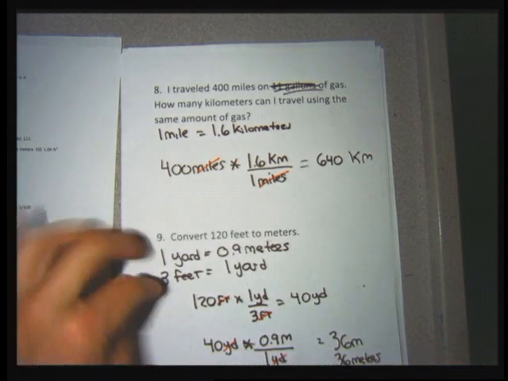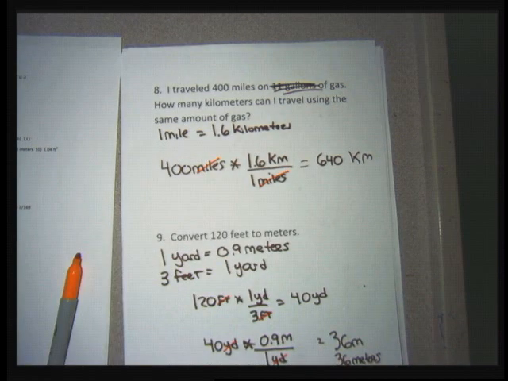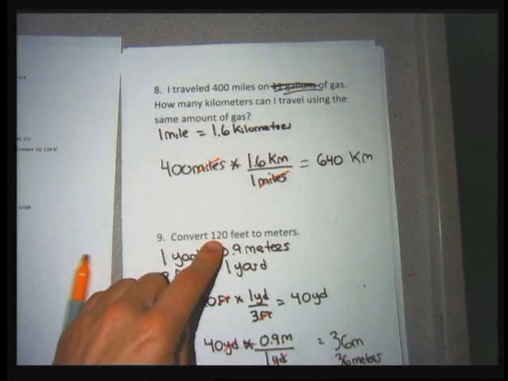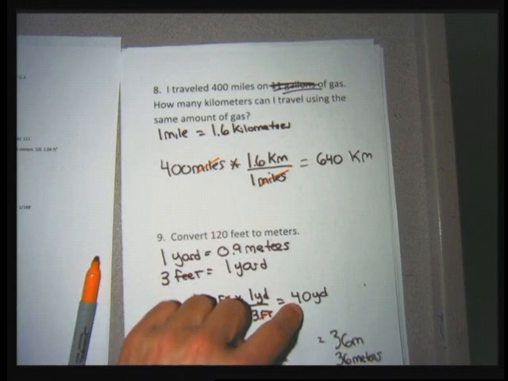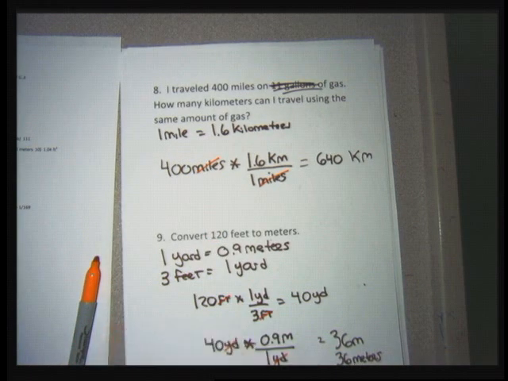This is a double unit analysis, although you might have been able to go from 120 feet to 40 yards in your head, and then just done 1 unit. That would be completely fine if you did that. 10 is also a double unit analysis.